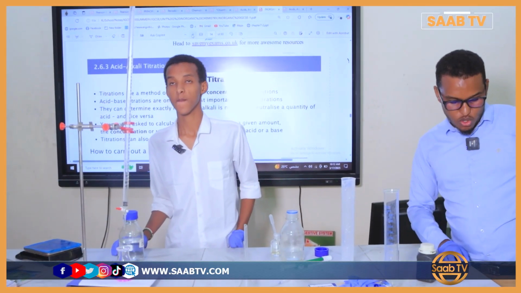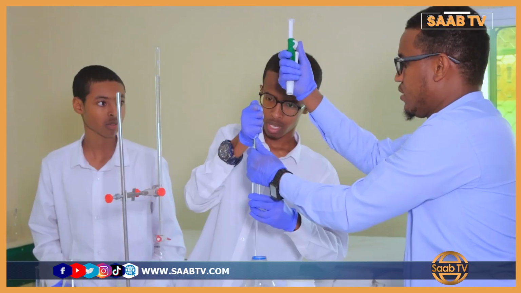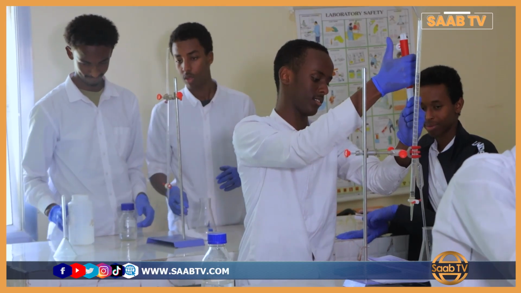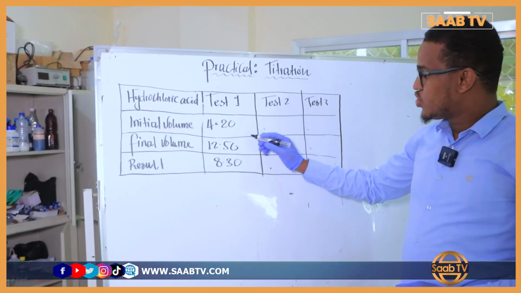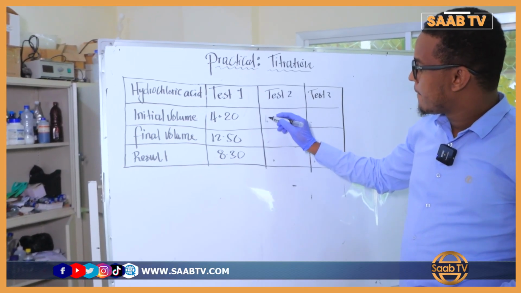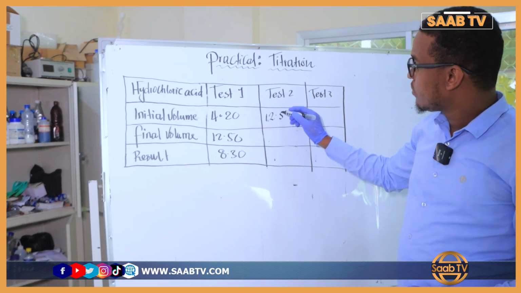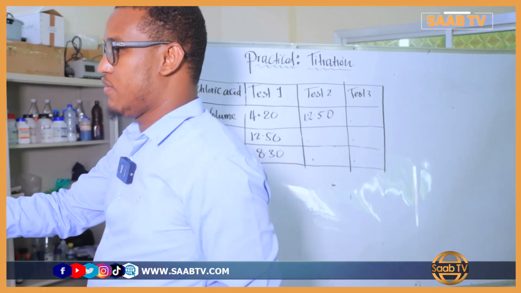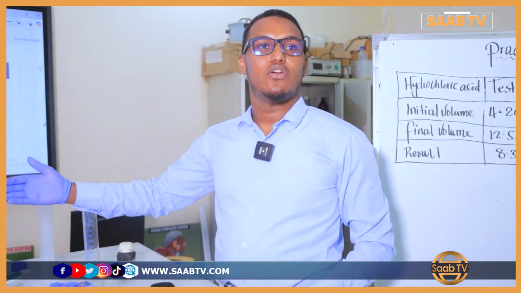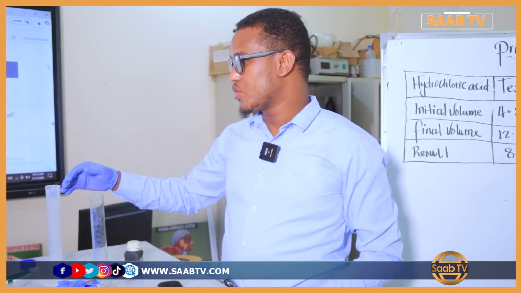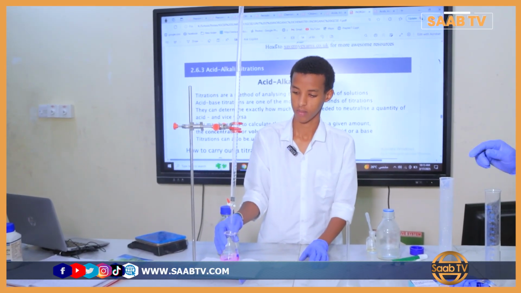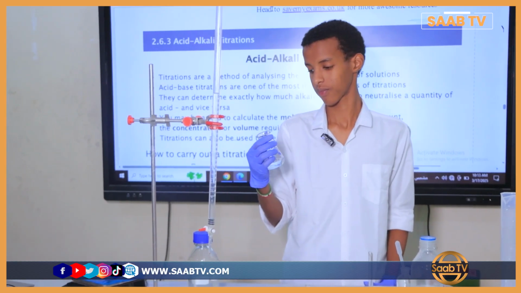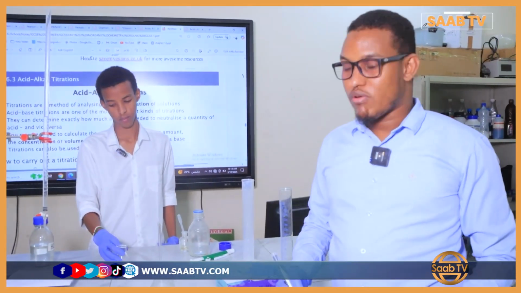So the first step is to measure the initial volume. The initial volume that Abdurrahman is reading is 12.50. And then let me add the drops of the hydrochloric acid into the conical flask. Let me switch on and mix it. And then the color turns colorless. That shows us all the sodium hydroxide is neutralized.